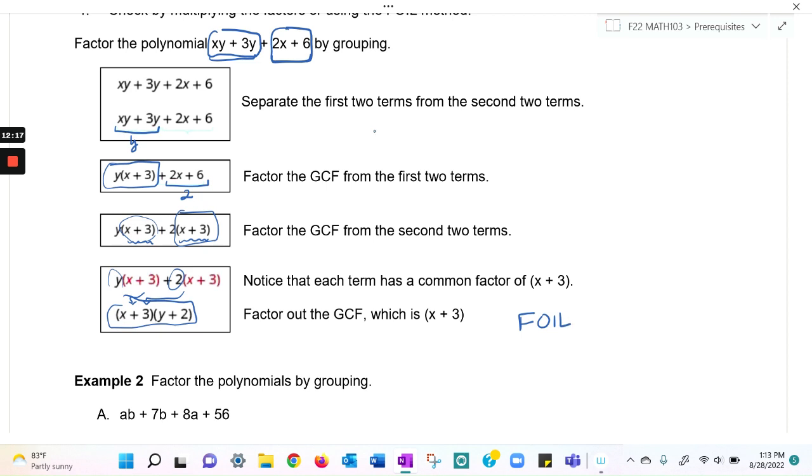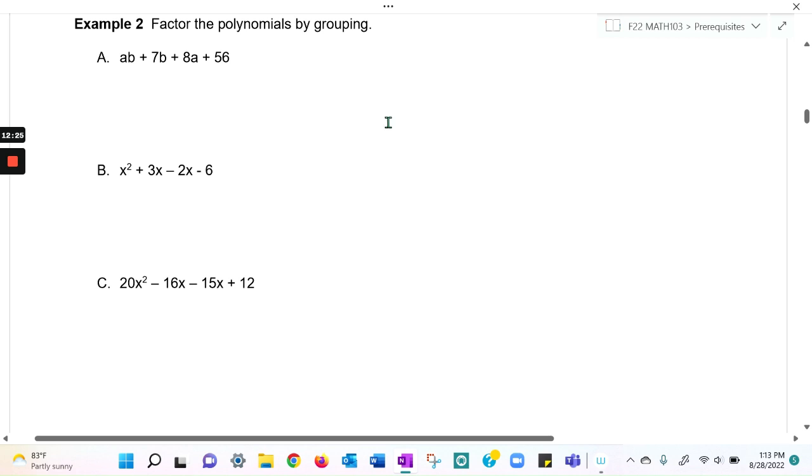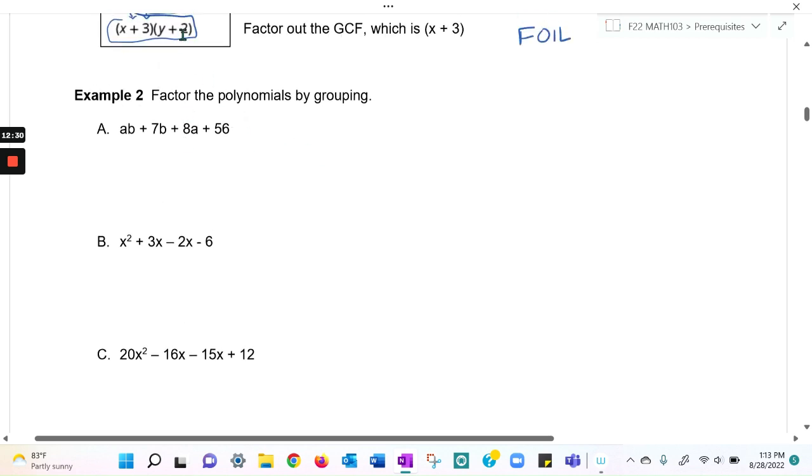So FOIL is a way to think of multiplying out when you have 2 terms times 2 terms. So let's try example 2. And I encourage you, if you've done this before and this is all really familiar, try pausing the video and doing this one on your own and then seeing if you get the same thing as me.